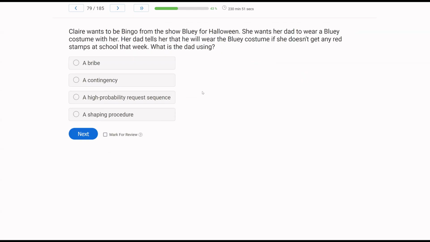Claire wants to be Bingo from the show Bluey for Halloween. She wants her dad to wear a Bluey costume with her. Her dad tells her that he will wear the Bluey costume if she doesn't get any red stamps at school that week. What is the dad using?